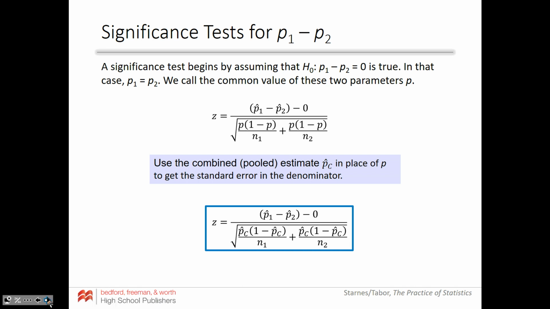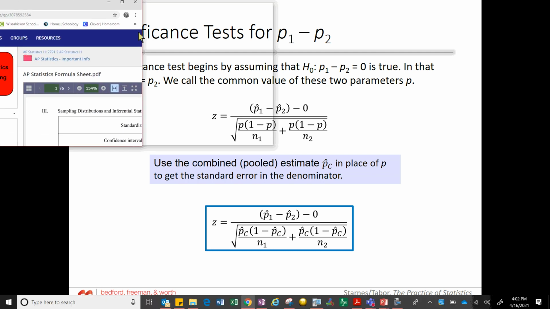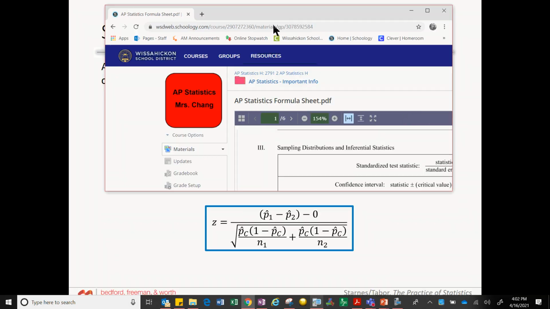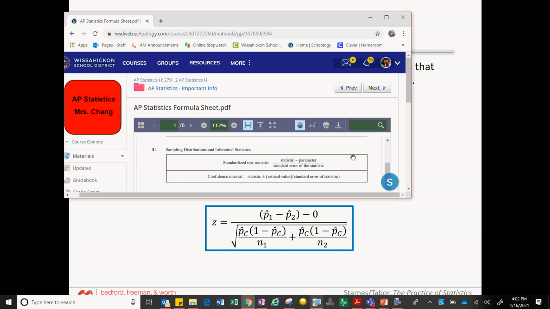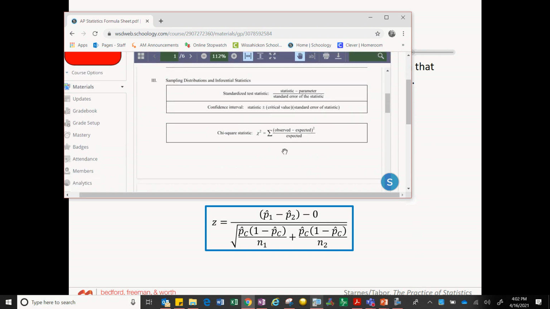There's your formula. Now, I'm going to drag over my formula sheet because I'm big on making sure that you can kind of build this formula. Here's my formula sheet I have pulled up here. It's a small little window. But standardized test statistic, and we know that this is going to be a z because we're assuming a normal distribution. Statistic minus parameter over standard error of the statistic. Again, the statistic is the difference in the p hats. Parameter, 0, because we're assuming no difference. Standard error of the statistic.